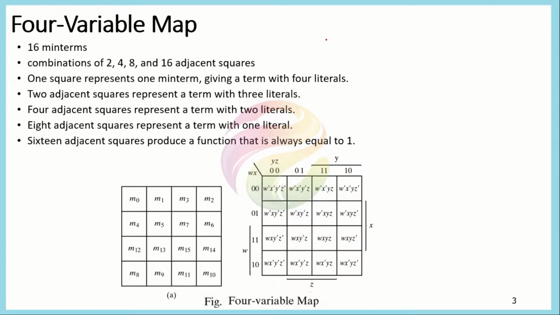Each separate min term in a four variable system represents four literals. So if we combine two adjacent squares, they will give us the minimized form in terms of three literals. If we combine four adjacent squares, then they will represent a term which is expressed in two literals, and similarly if we have eight adjacent squares, then they will be combinedly representing a minimized term in the form of one literal.